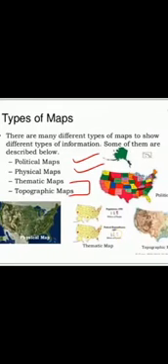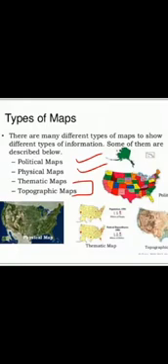You can see here, these are the types of map. There are many different types of map to show different types of information. So these are the types of map: political map, physical map, thematic map and topographic map.